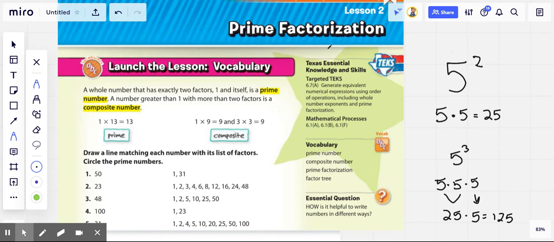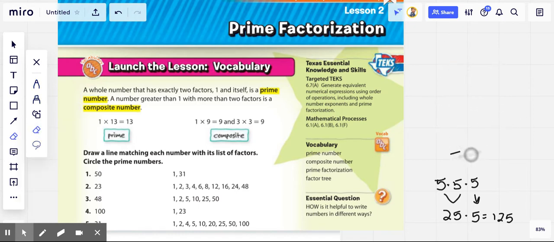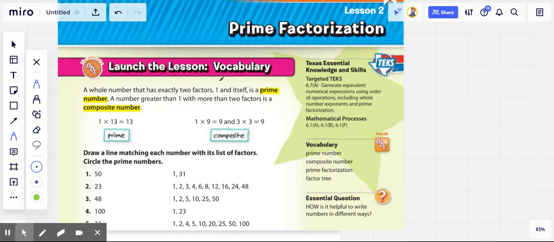So today we'll talk about prime factorization. We're going to start off this lesson by talking about things we talked about last year as far as prime and composite numbers. So let's refresh. A whole number that has exactly two factors, one and itself, is a prime number. So a prime number has one and itself as factors.